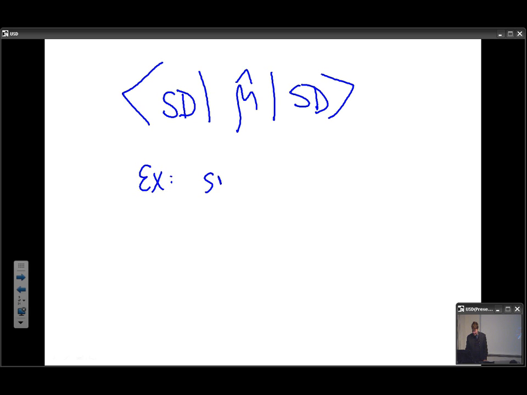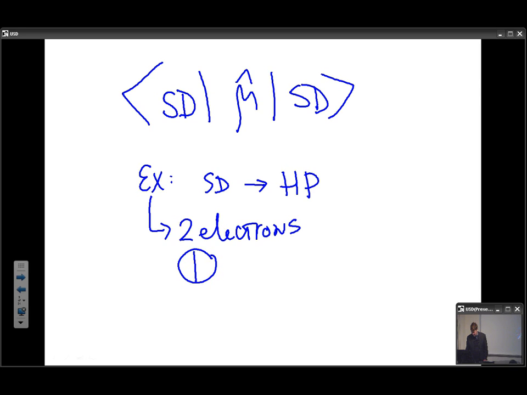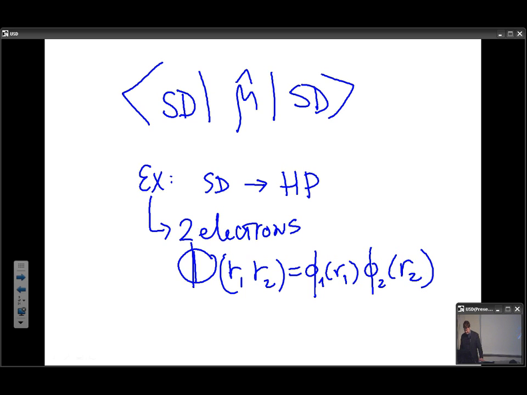we can replace Slater determinant with Hartree product. Product is not Hewlett, but Hartree product. So we are going to take just two electrons, and as our multidimensional wave function of r1, r2, we are going to take psi 1 position 1, psi 2 position 2.